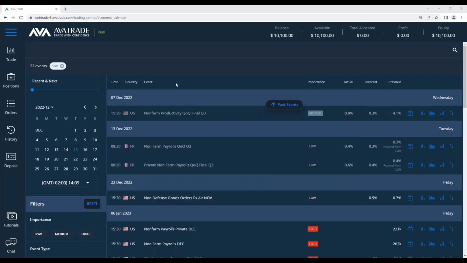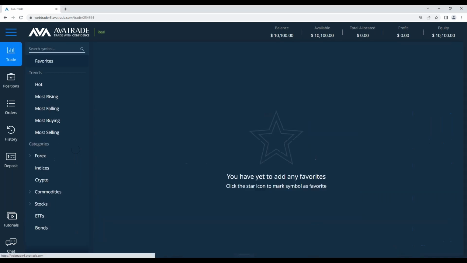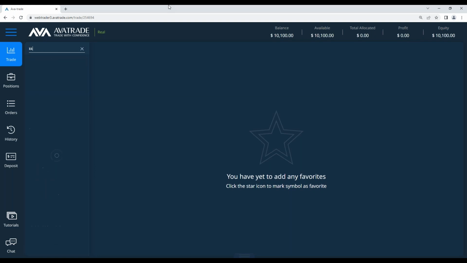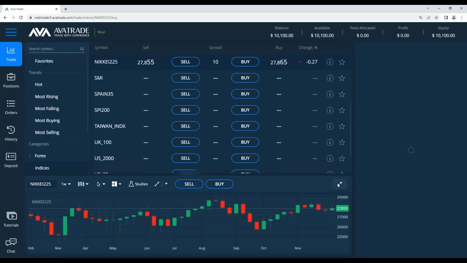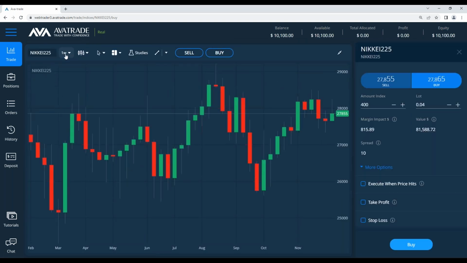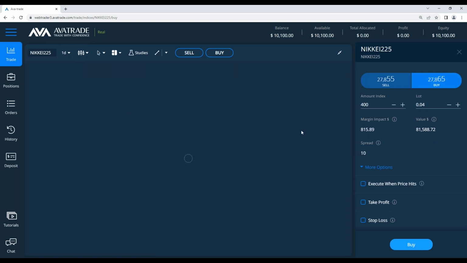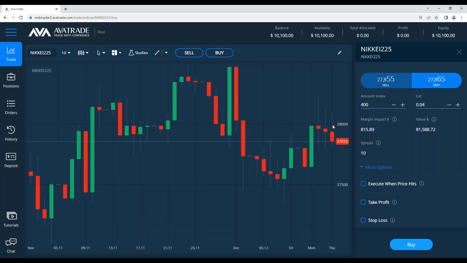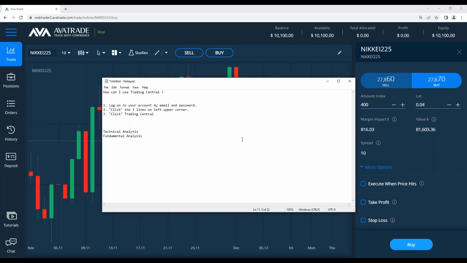For instance, let's go back to what we had before. What was it, the Nikkei, right? So technical analysis is me telling you guys, this is a bullish candle. By the way, this is a bearish candle. By the way, why do we call it bearish, bullish? What is this language?